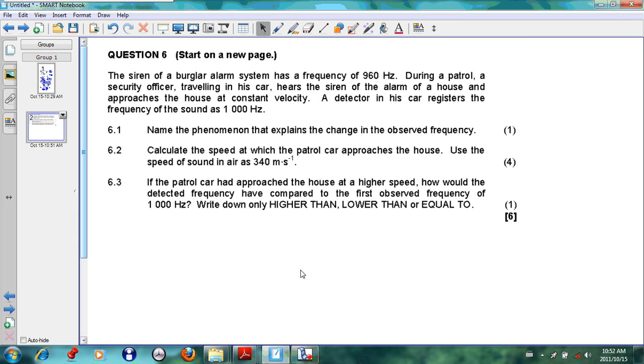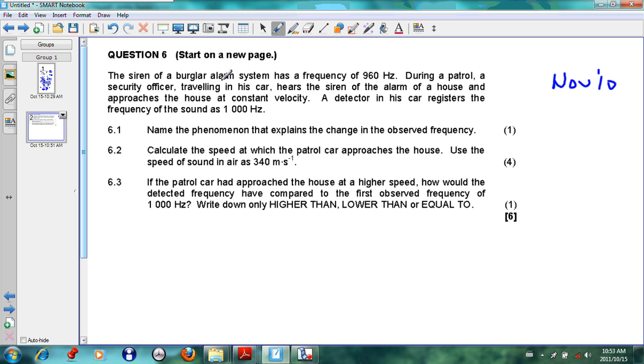Today we are looking at a typical exam sum related to the Doppler effect. Now this sum here was found in the November 2010 paper. So in the November 2010 paper, this is the question that they had. Now let's look carefully at this sum.